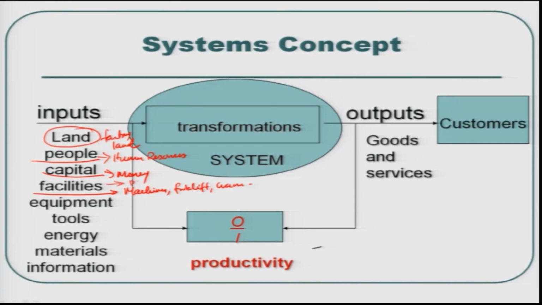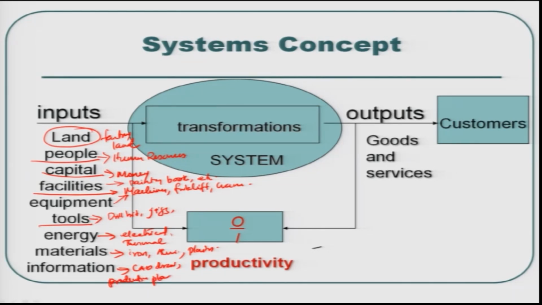Sorry, equipment involves forklift, crane, etc. Facilities involves things like painting booth, etc. I am just giving rough examples. Tools, we can talk about different tools, drill bit, jigs, fixtures. Energy, this is electrical, or it can also be thermal, or you use multiple energies. Materials, iron, aluminum, plastics, etc. Information, which includes CAD drawing, production plan. These are all inputs into the system.